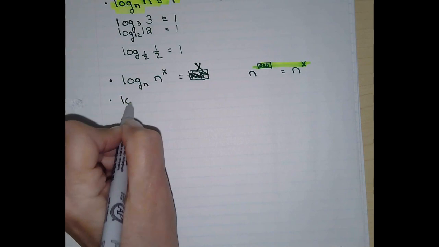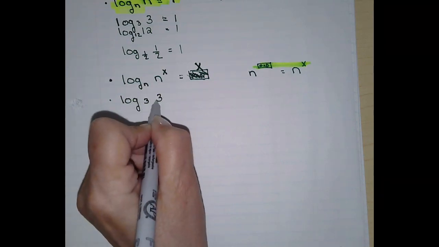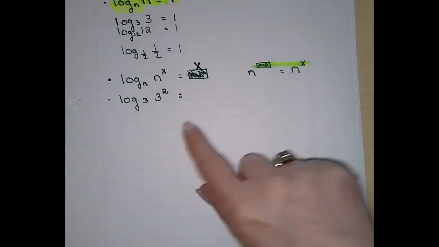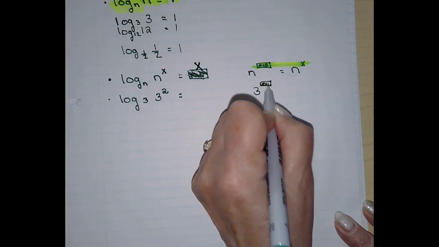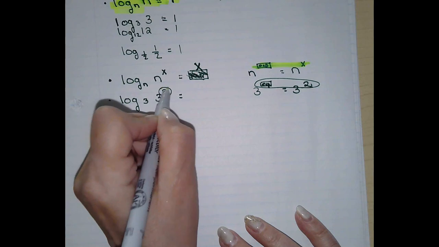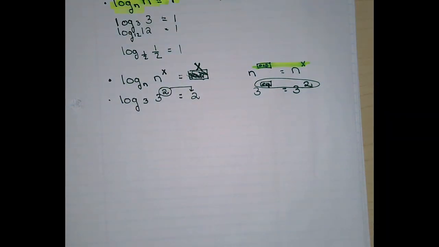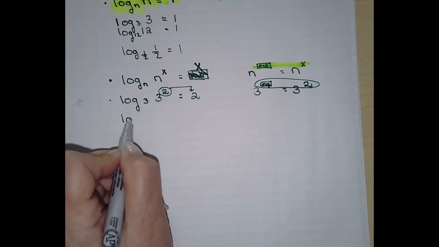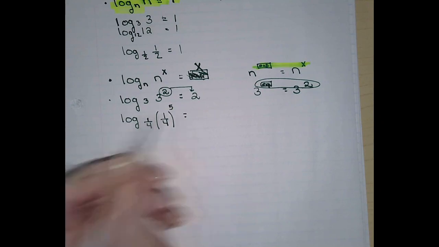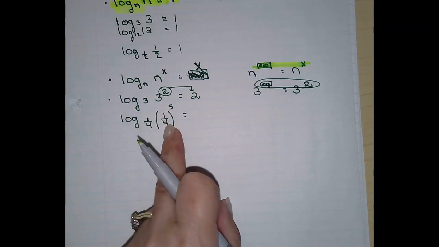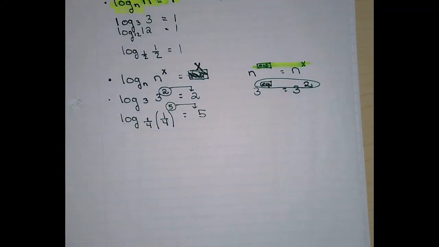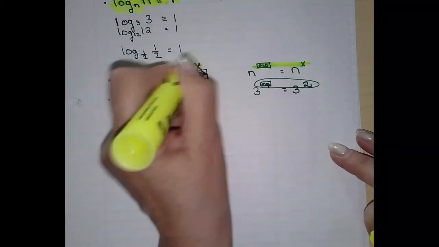So what I mean, for example, with regular numbers, is log base 3 of 3 squared. 3 to the what gives you 3 squared? When you switch it, it's 3 to an exponent equal to 3 squared. So this whole thing is always going to be what that exponent is, because it kind of cancels when you switch it to exponential. So when you have log base 1/4 of 1/4 to the 5th power, when the base and the answer are the same, this whole thing is always just equal to that exponent. Again, another thing that can come in very handy.